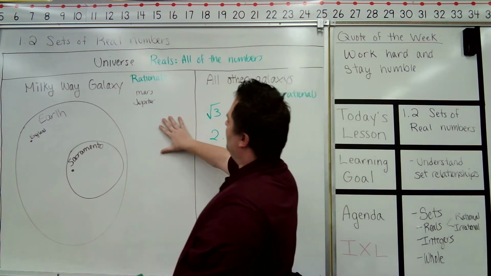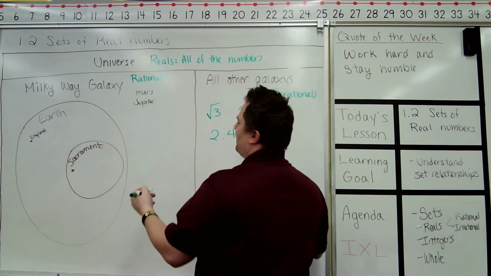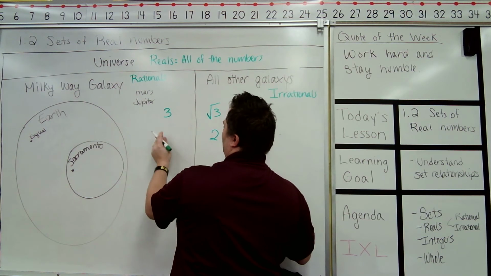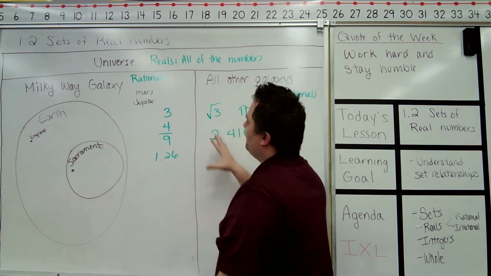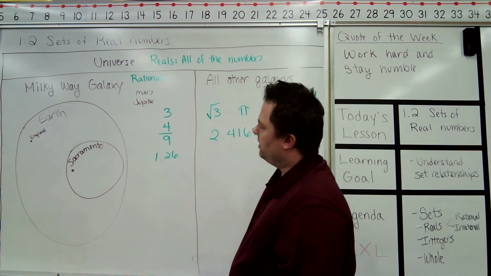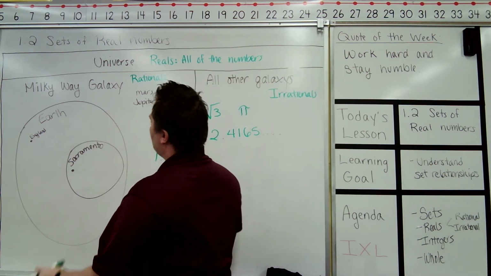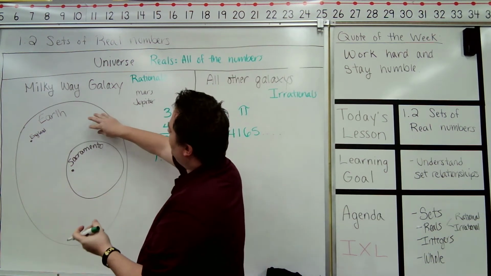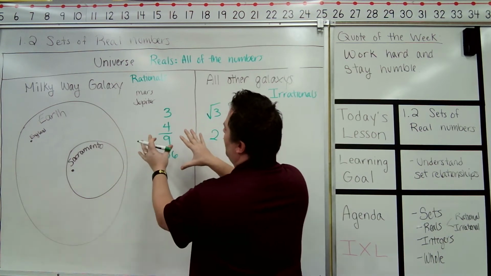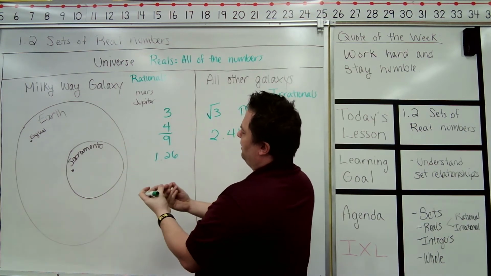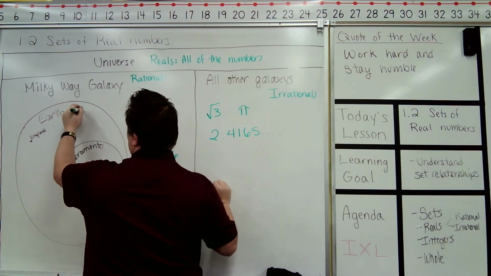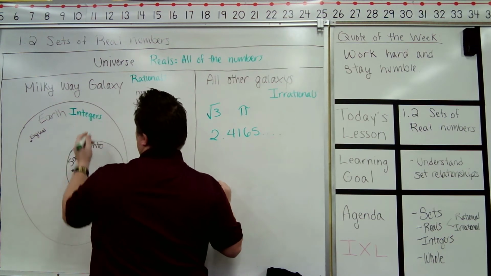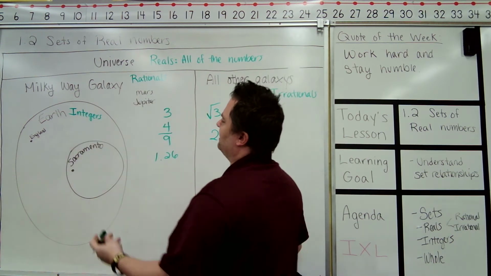The rationals are the numbers that we talked about that can be turned into fractions. Things like whole numbers or fractions or decimals. All of those are included in the rationals. But just like Earth, they're more specific. Earth is a section of the rationals. It's a more specific section. And the Earth can be thought of what's called the integers. And we can think of these as the complete numbers.